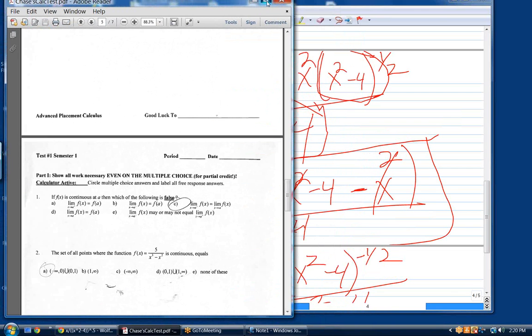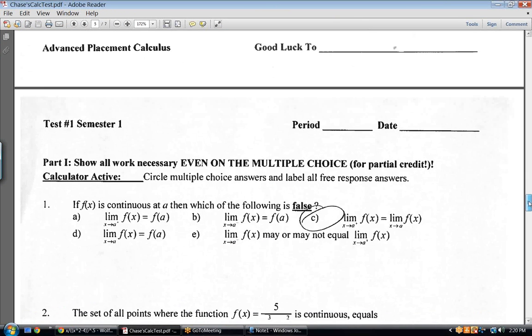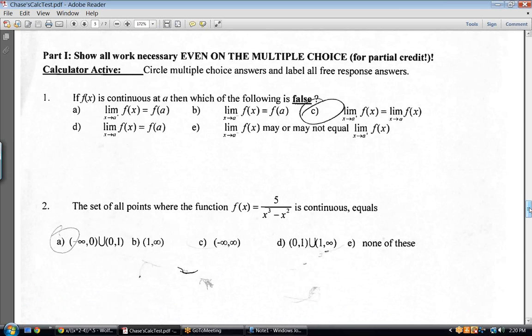Let's blow this one up a little bit here. That first question I had issues with. Yeah, I have issues in the end with it. I have issues with it also.